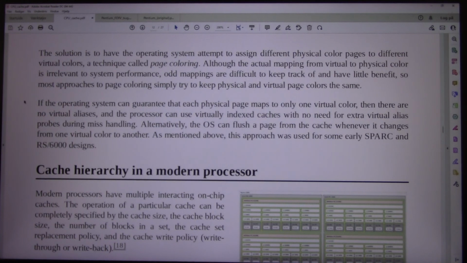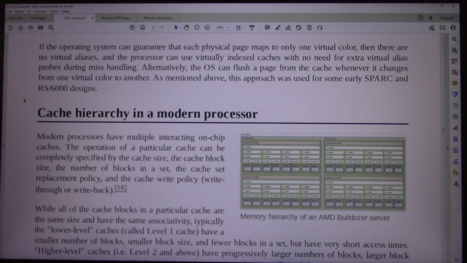If the operating system can guarantee that each physical page maps to only one virtual color, then there are no virtual aliases, and the processor can use virtually indexed caches with no need for extra virtual alias probes during miss handling. Alternatively, the OS can flush a page from the cache whenever it changes from one virtual color to another. As mentioned above, this approach was used for some early SPARC and RS/6000 designs.